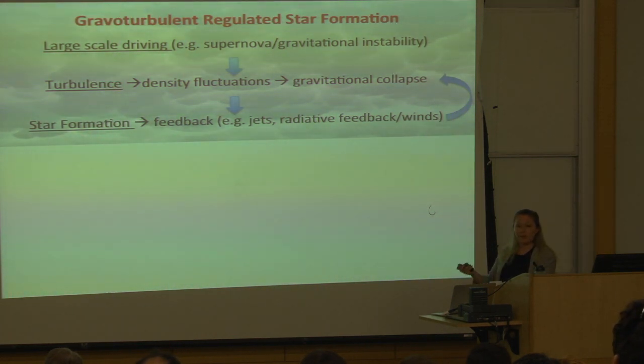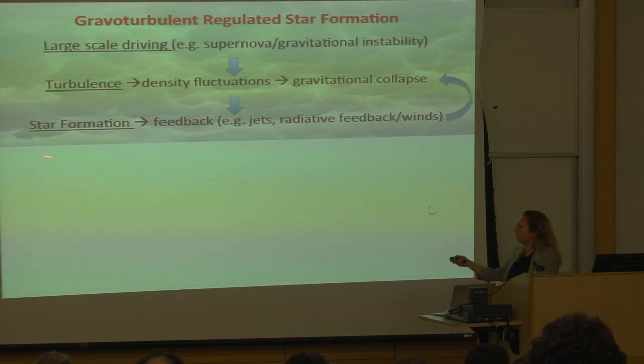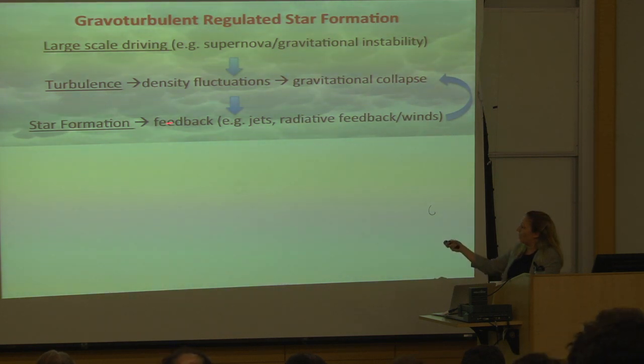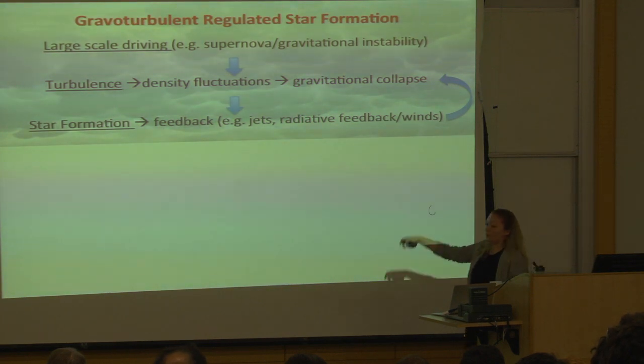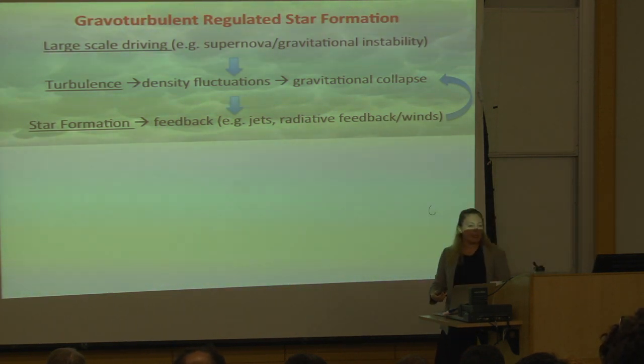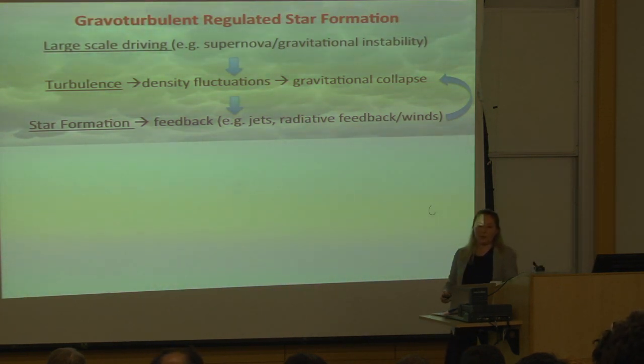Okay, and then the stars, because they're stars, have winds, they have jets, they become potentially supernovae at the end of their life. All of that is called feedback. It's sort of under this big umbrella. The feedback, of course, because it's an energetic process injecting kinetic energy, can then drive turbulence again. That's the basic cartoon picture of this gravo-turbulent regulated star formation.